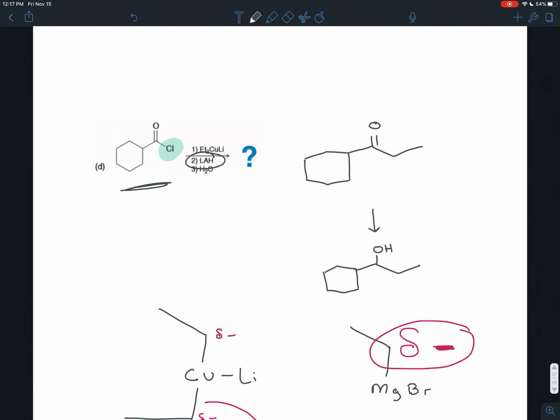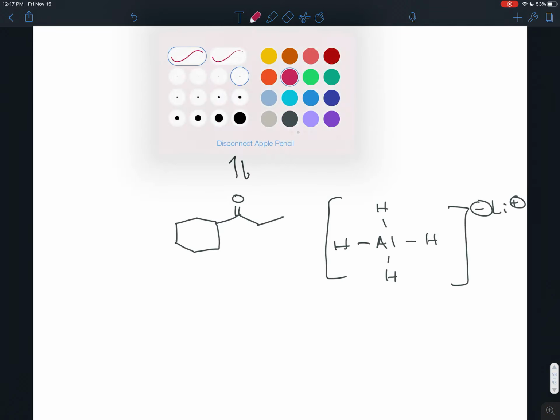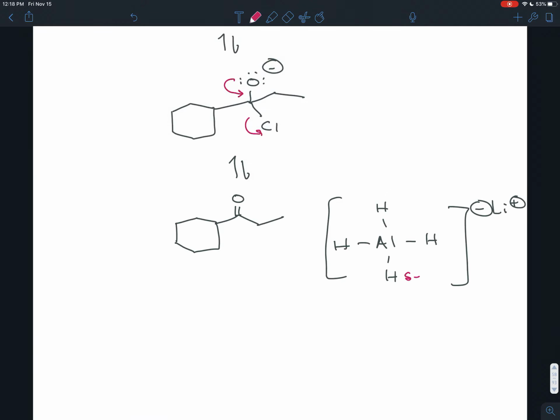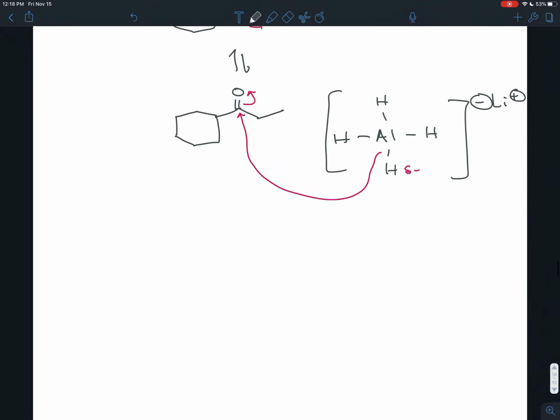In the second step, we have lithium aluminum hydride. If you recall, lithium aluminum hydride has the aluminum bonded to 4 hydrogens. The whole thing has a negative charge stabilized by the positive charge of lithium. Each of the hydrogens has a slight negative charge and can act as a nucleophile. Here it would attack this carbonyl carbon, kick the pi bond up, and so you would have another tetrahedral intermediate.